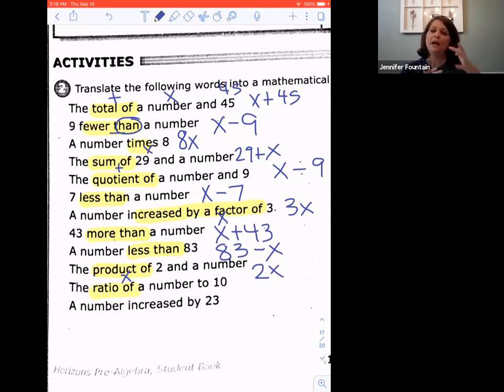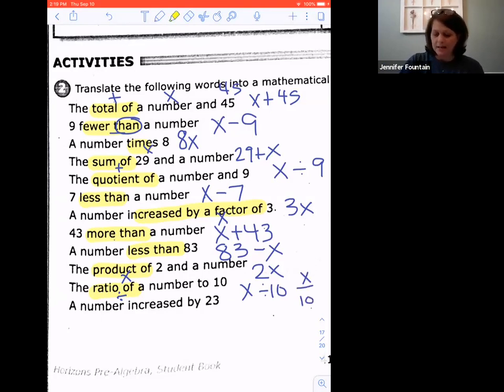A ratio is comparing two numbers, and so we can use that in fraction form if we want to. So this is a ratio. We know that a fraction is the same as division, so we know what operation that is. The ratio of a number to 10. That means my number is first, so I'd have either x divided by 10 or x over 10, either way.